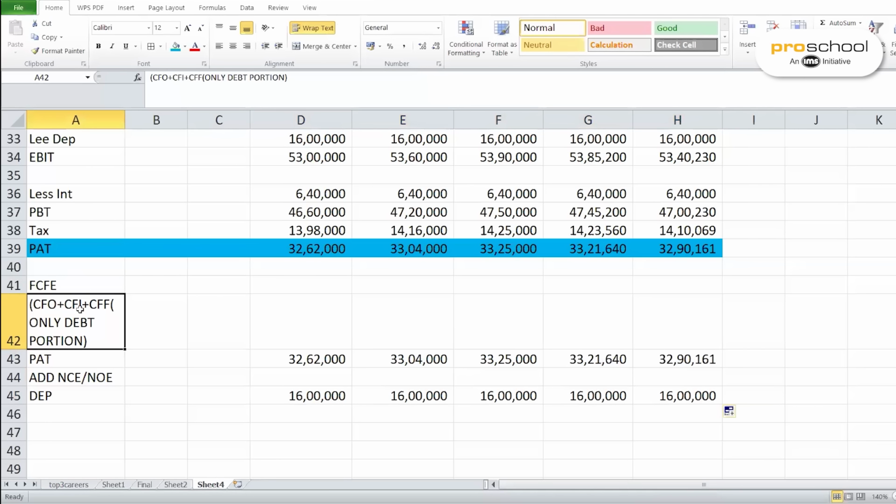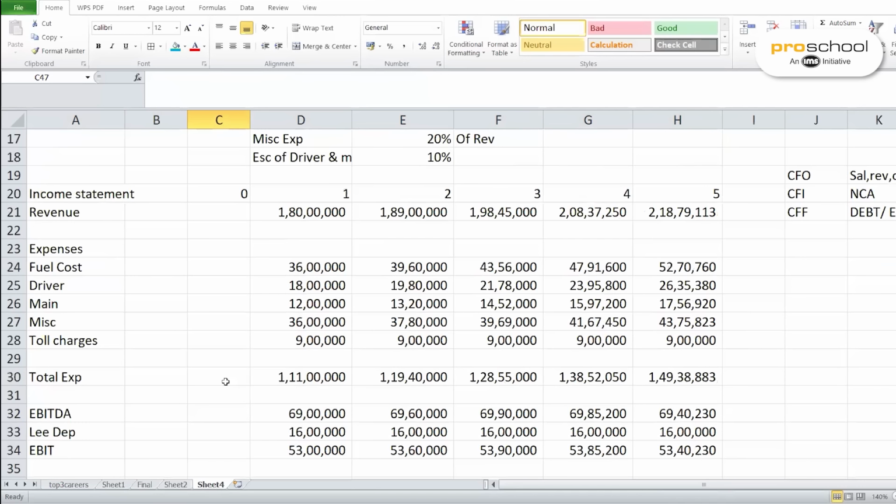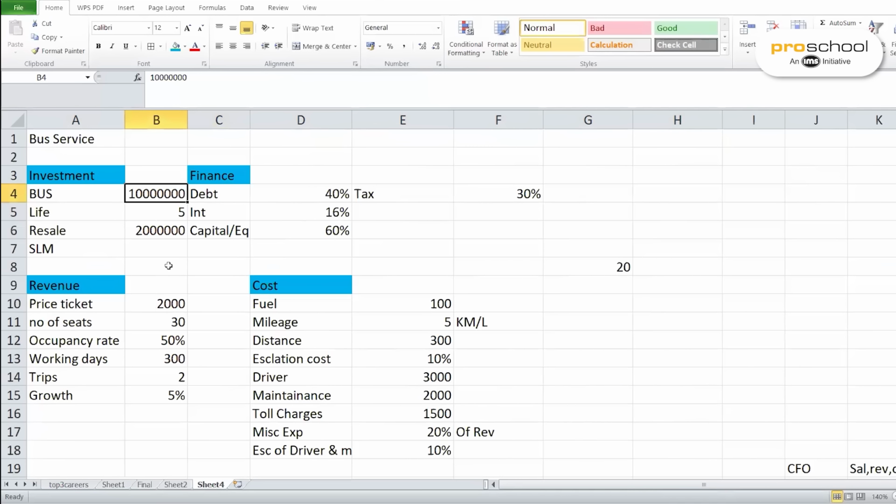Now the second part is cash from investment activity. Now comes the interesting part. If my balance sheet was made, I can take the figure directly from there. Otherwise, I have to think where my money is being invested or being recovered. So you must remember that we have purchased a bus for 1 crore and we have decided that after 5 years we will sell the bus for 20 lakh.